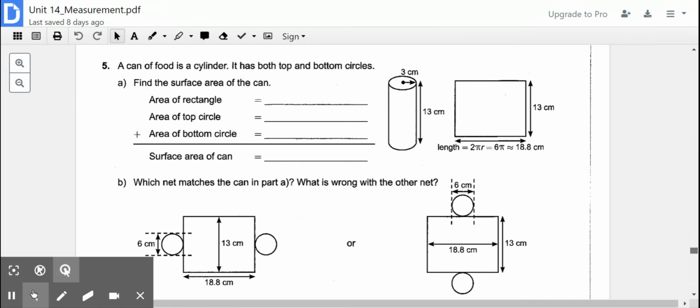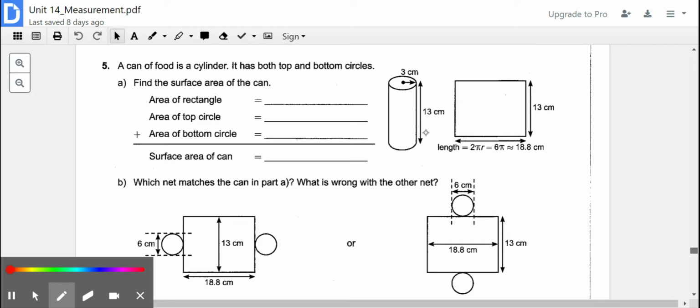A can of food is a cylinder. It has both top and bottom circles. So now we're not just looking at a tube, we're going to look at the area of a total can. That's a tall, skinny can. It's more like a pop can than it is a food can. Thinking of tuna cans, they're always short and fat. So first off, let's find the area of the can.